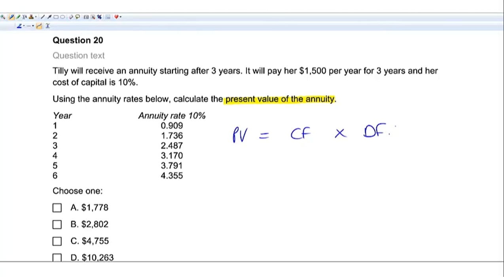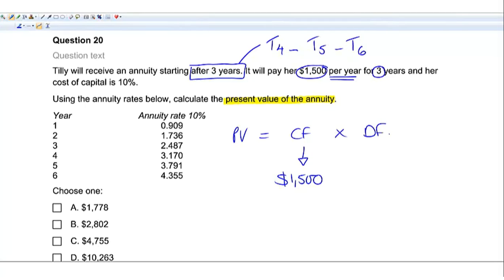Okay, let's start to read through the information then. Tilly will receive an annuity starting after 3 years. Yep, so after 3 years would say to me that the first time period is time period 4, and it will pay her 1,500 per year. So 1,500 is the cash flow, that is my annuity, and it's going to pay me the 1,500 per year for 3 years. So therefore I'm going to get it in time period 4, time period 5 and time period 6.